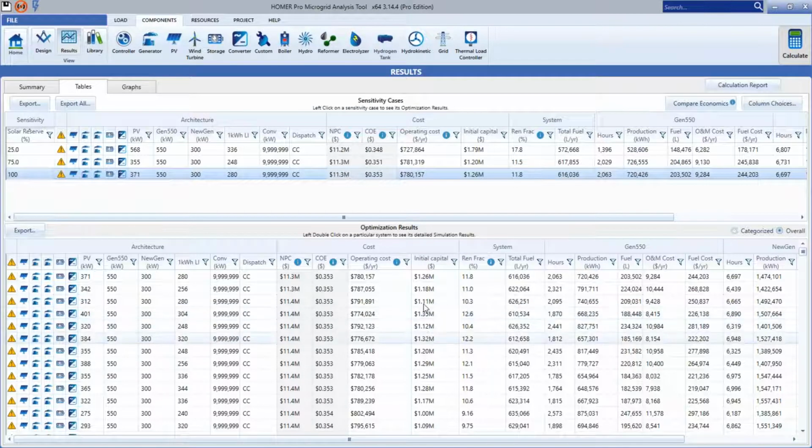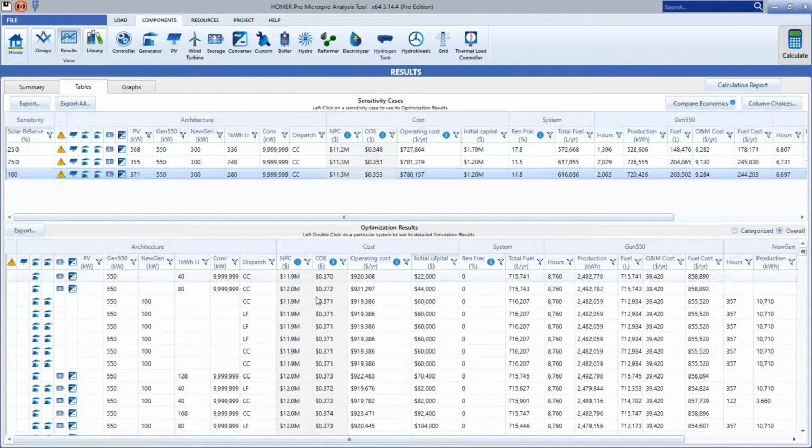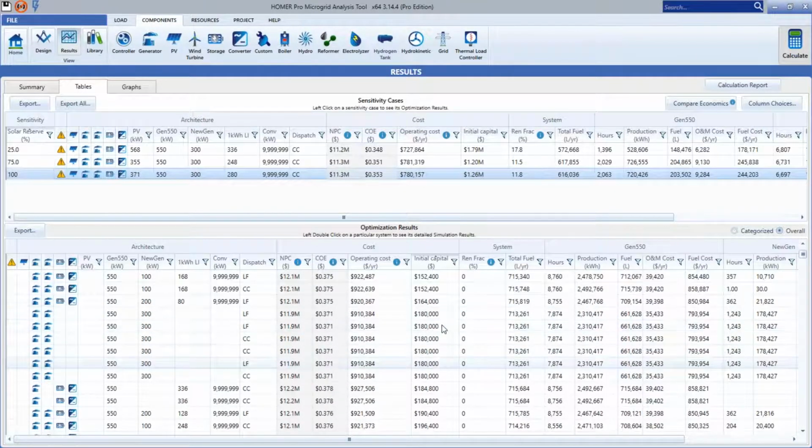So Homer, the default will be sorting it according to the lowest net present cost and cost of energy. But if you have a different parameter to look at, like say initial capital, then Homer can sort it from the cheapest system that you can start with to the most expensive one.